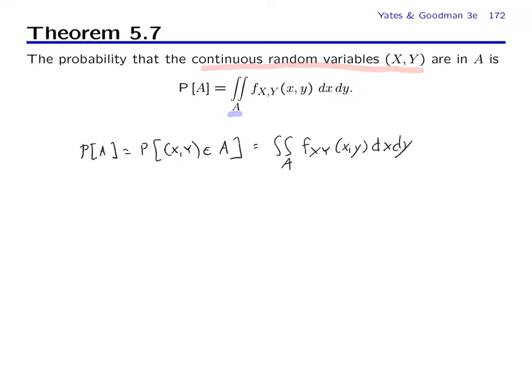And if you recall, the PDF times dx dy is telling you the probability that x is between x and x plus dx and y is between y and y plus dy.